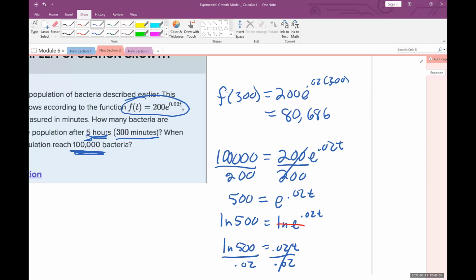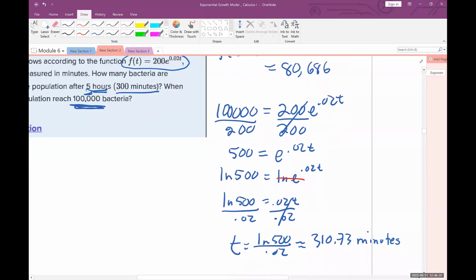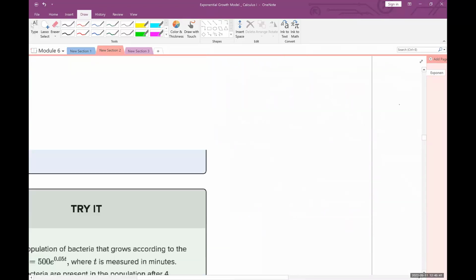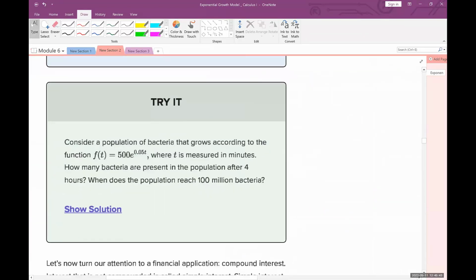Okay, thank you. Sure. And we're going to do another example like that, if you'd like, to reinforce that. Here we go. Consider a population of bacteria that grows according to the function f of t equals 500 instead of 200 e to the 0.05 t, where t is measured in minutes. How many bacteria are present in the population after 4 hours, and then when will it reach 100 million bacteria?